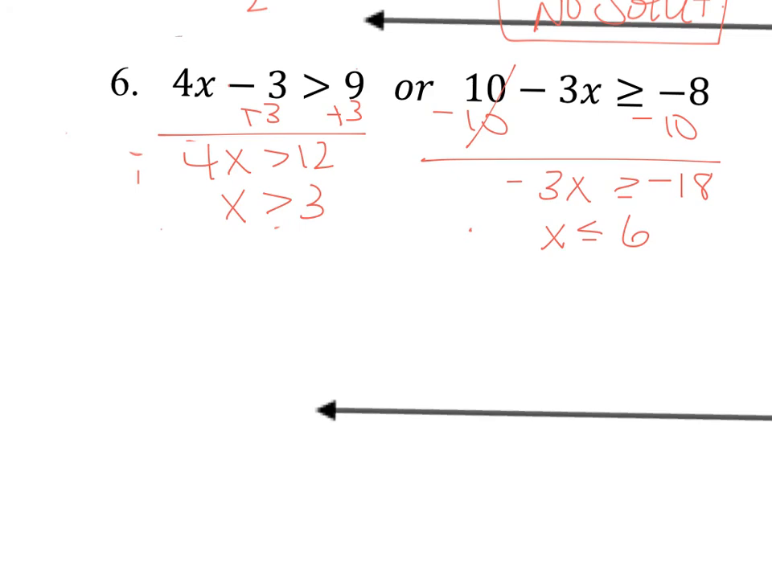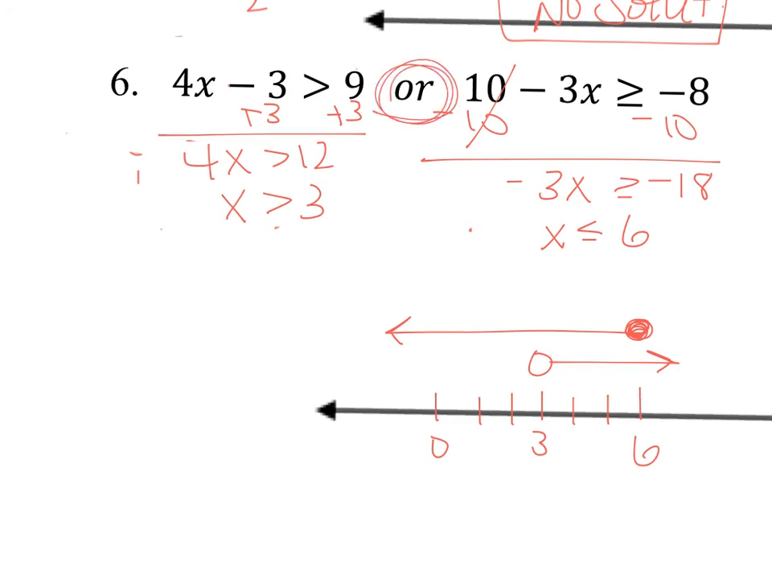So I'm going to go ahead and graph this. I'm going to graph 1, 2, 3, 4, 5, 6. So 3 is open, it's going that way. 6 is closed, it's going that way. So the word "or" is the whole thing. It's the union, it's the entire picture. So it's going all the way to the left forever, and it's going all the way to the right forever.